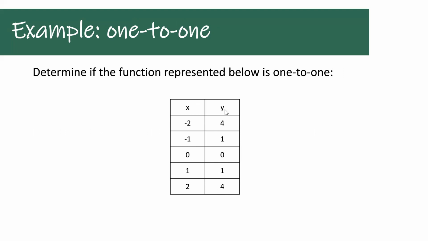If you see the same y value multiple times, if its input is different, so if the x value is different, then it is not 1-to-1. Here we have 4 is associated with 2 and also -2. 2 and -2 are not the same number, so this function cannot be 1-to-1.